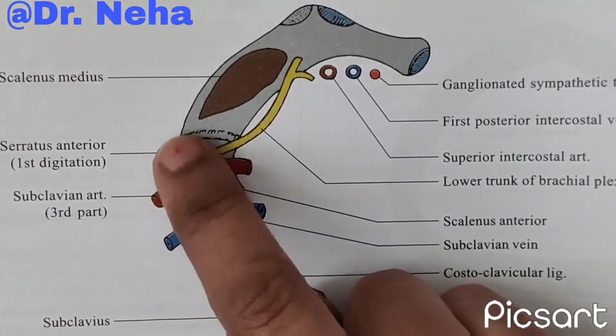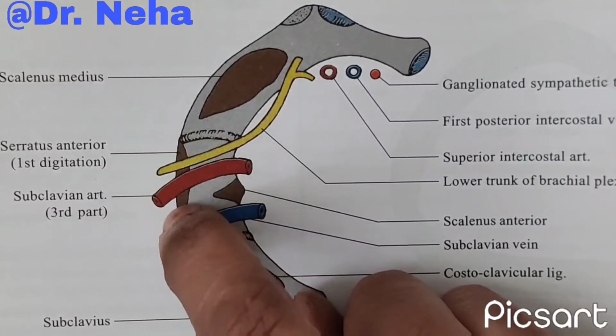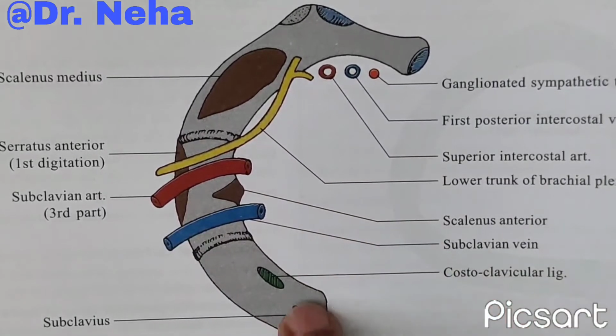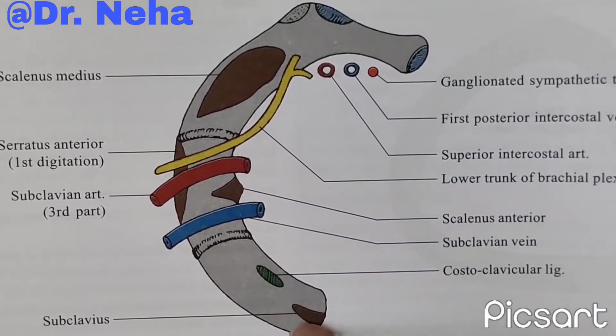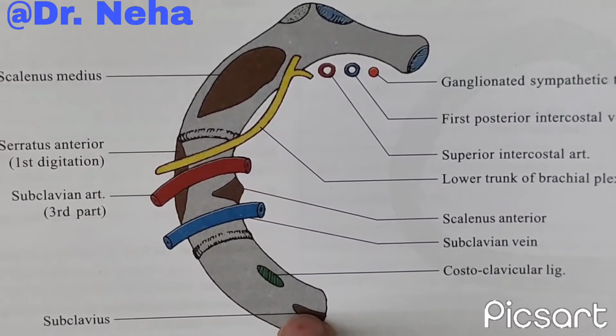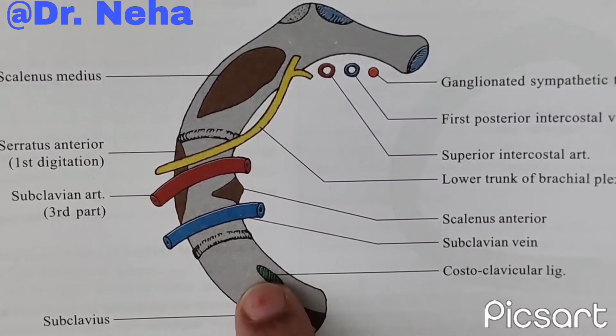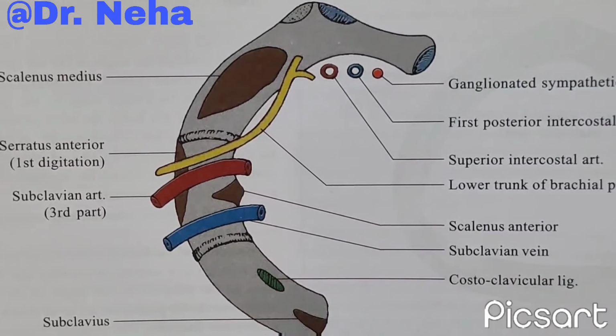Then on the outer border which is roughened, here we have the attachment of the first digitation of the serratus anterior muscle, and this is the superior surface of the anterior end. Here we have the attachment of subclavius muscle, and posterior to it we have the attachment of costoclavicular ligament. So these are the attachments on the superior aspect of this bone.